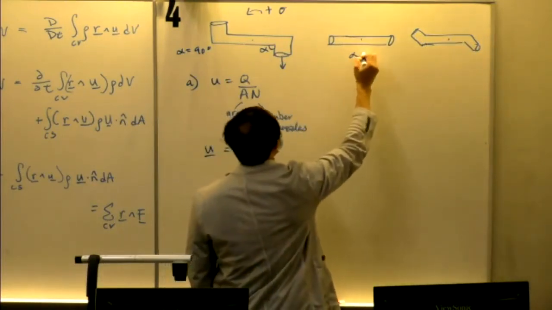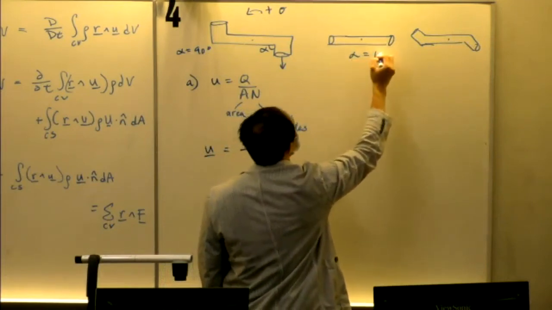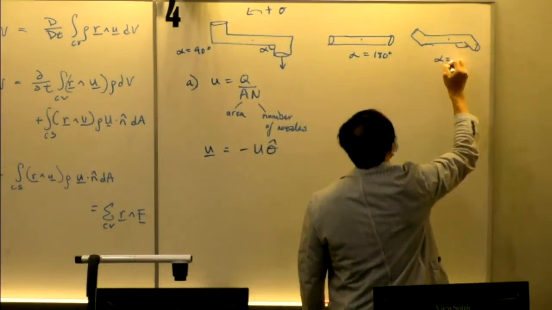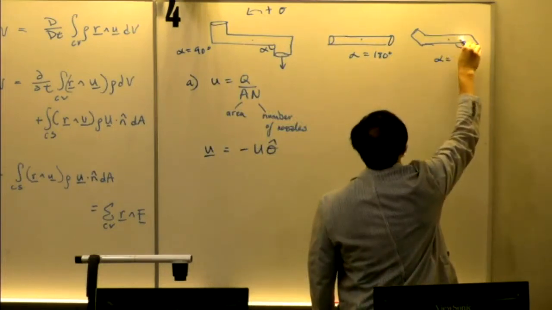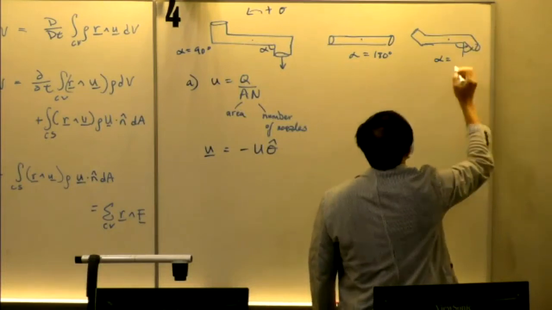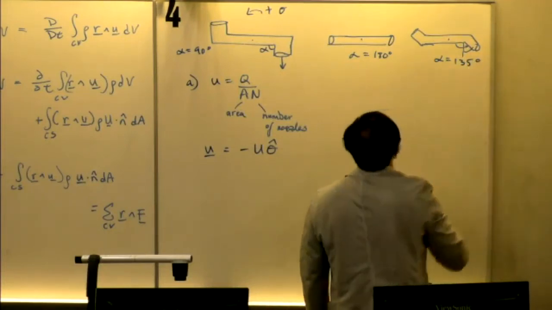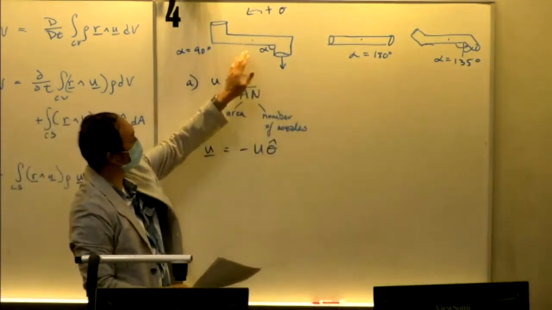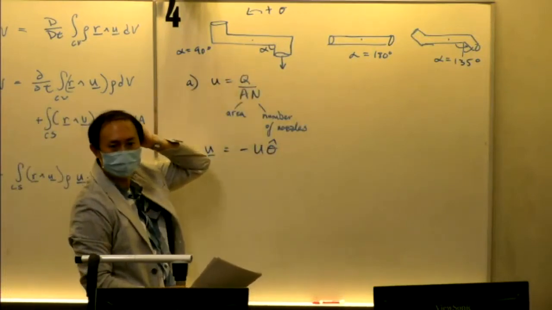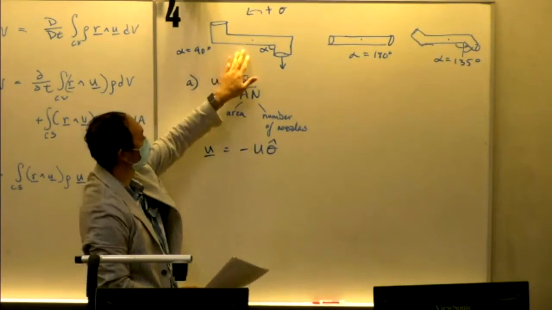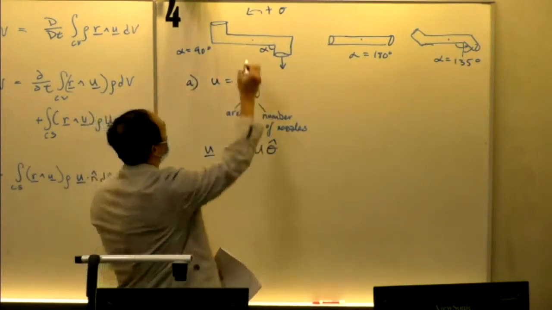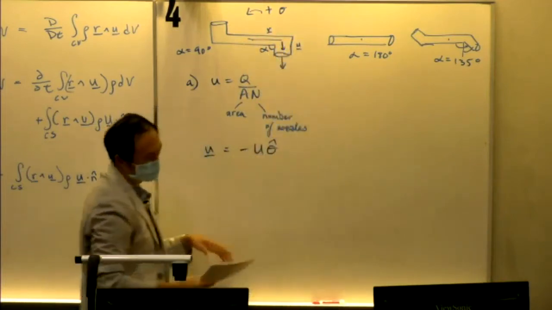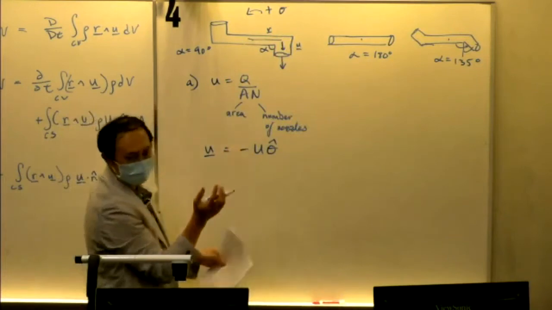Basically, alpha is equal to, let's see, that would be 180, and this would be alpha equal to, not exactly 90 plus 45, 135. Which one do you think is going to spin the most? Yeah, this one, because here R and U are perpendicular. So R cross U is going to be the full magnitude of each one.